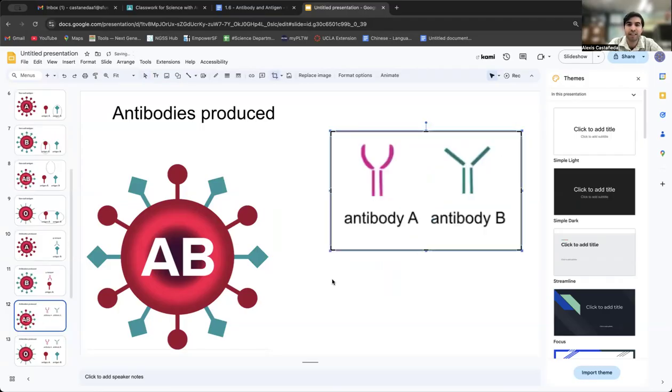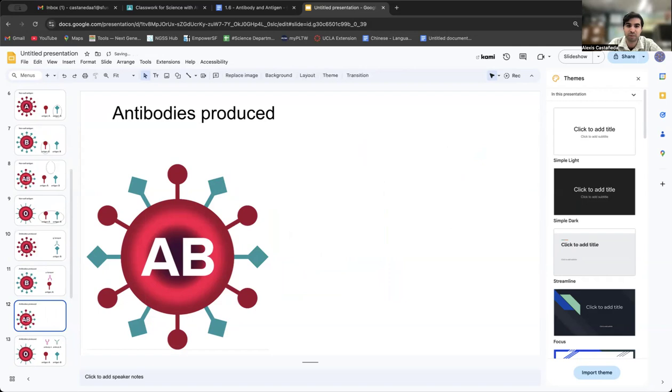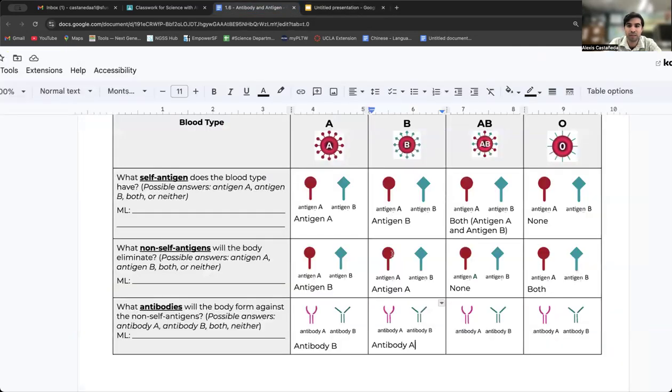So what that means then is that blood type AB makes no antibodies. No antibodies will be produced. So there are no antibodies that blood type AB has. None, or neither. You can say neither or none.